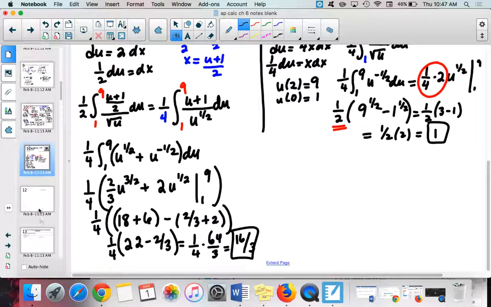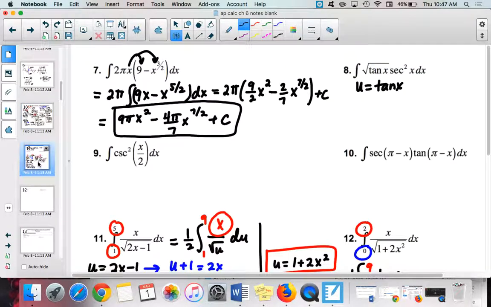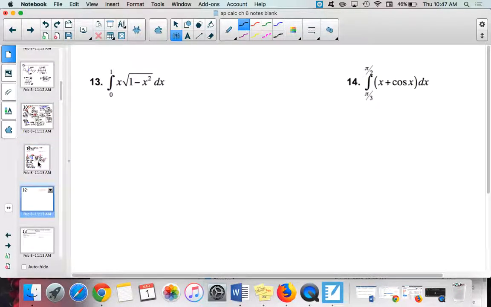All right, so I'm going to have you guys try 13 and 14. So think about whether you need a U-substitution or not. And I want you to try 9 and 10 together. Okay, one last thing I do want to mention. Sometimes you get, and this might be on your homework, so write this in the additional notes, because I got a couple examples actually that I'm going to show you.